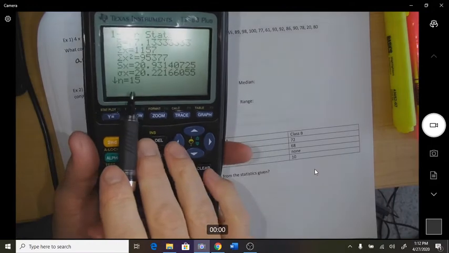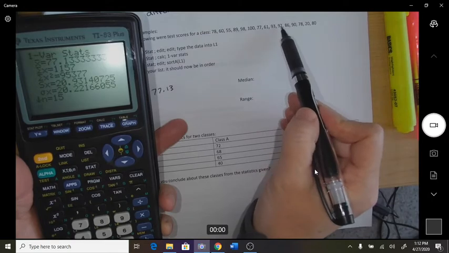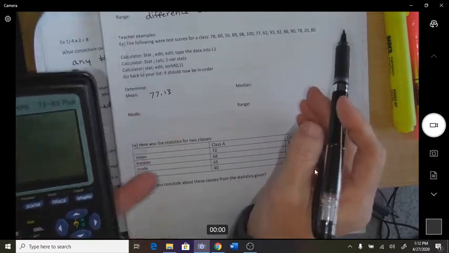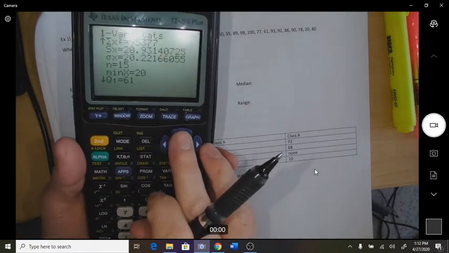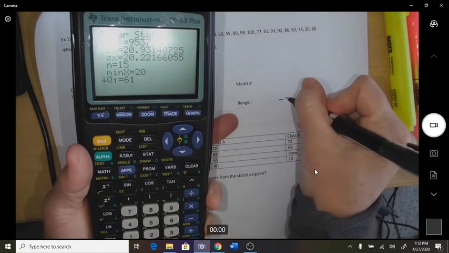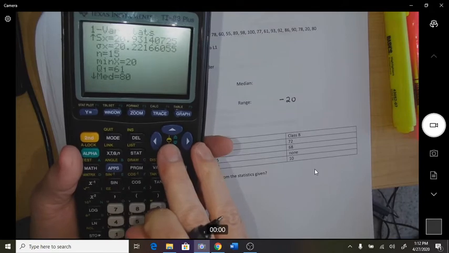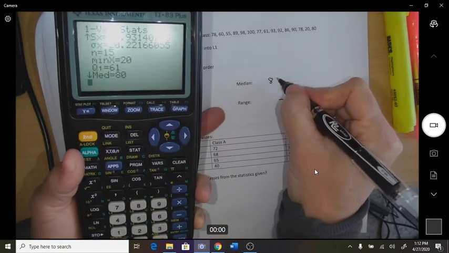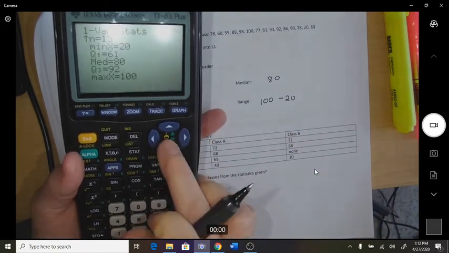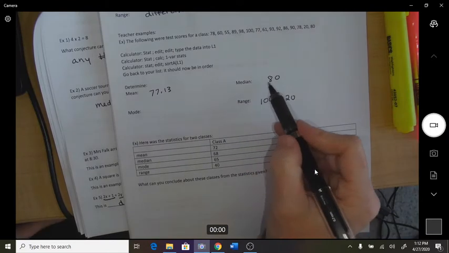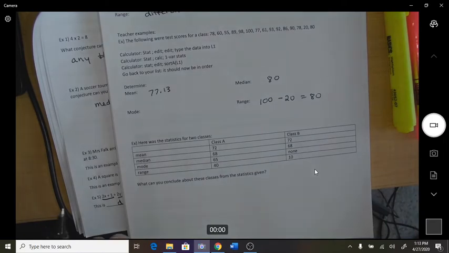This 15 is how many scores there were. 7, 8, 9, 10, 11, 12, 13, 14, 15. You can see there's 15 scores. If you go down, the lowest, the min is 20, so we probably need that for our range. 20 is our low. Median right in the middle is 80. Our max is 100. Okay. So median is 80. Our range is 80 as well, because 100, the highest, minus the lowest.